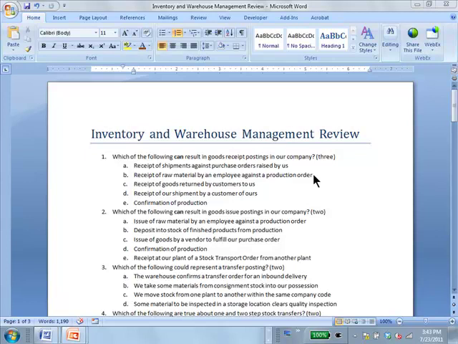In production, it's exactly right. We are only talking inventory management. The moment we say goods issue posting or goods receipt posting, we are talking inventory management. If it's out of inventory, it's out of inventory. Gone.